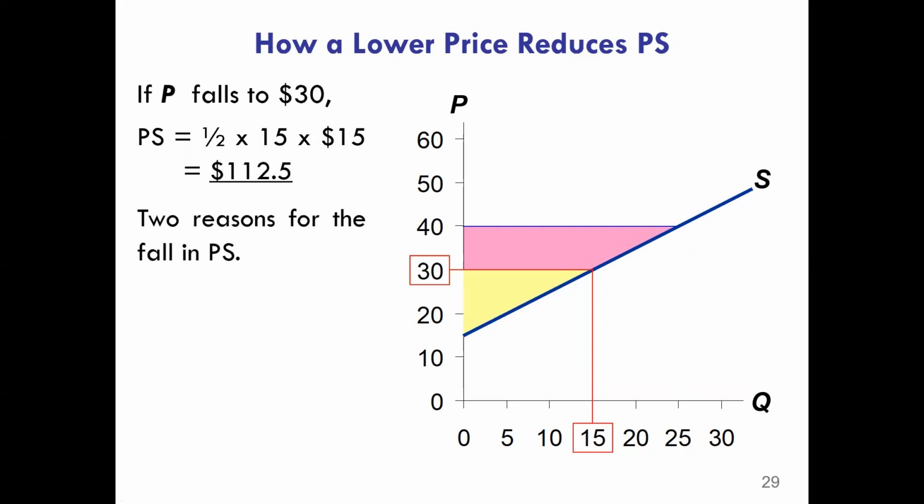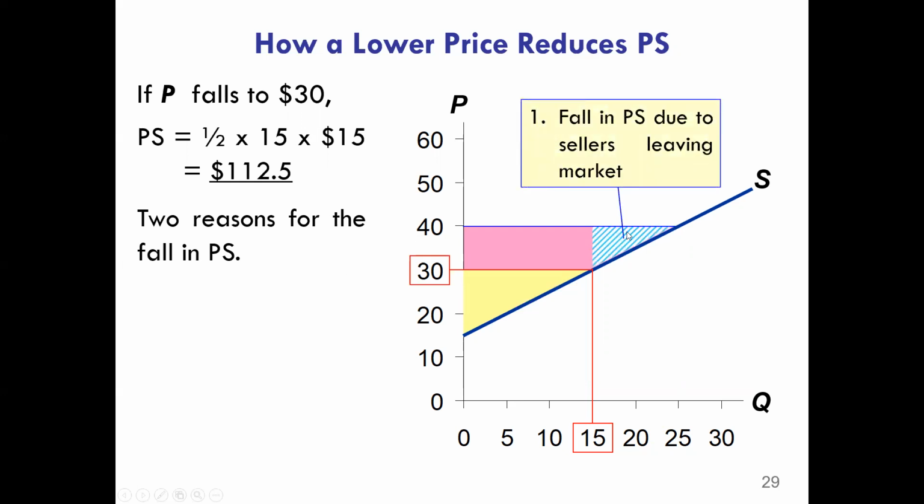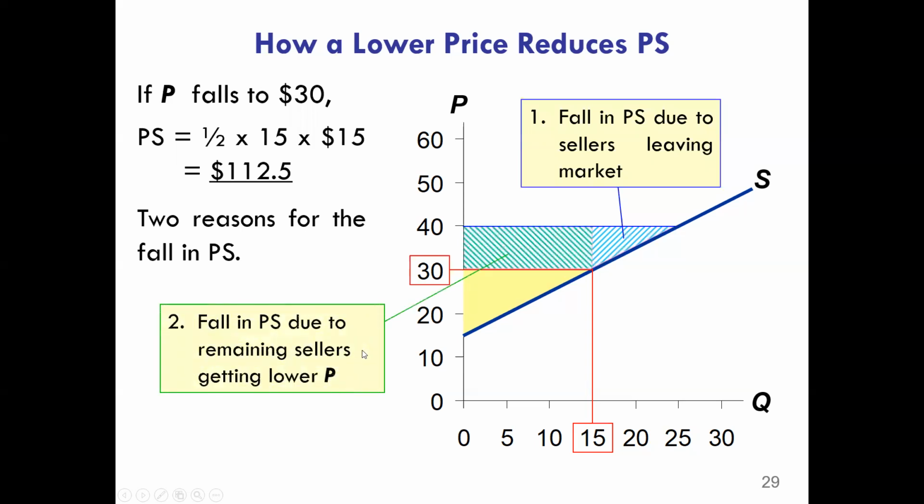And there are two reasons for the fall in producer surplus. The first one is that there's a fall in producer surplus due to some of the sellers leaving the market, and it is shown by this small triangle that is shaded in blue stripes. The second reason is that there's a fall in producer surplus due to the remaining sellers getting a lower price. And that is also because their producer surplus drops.